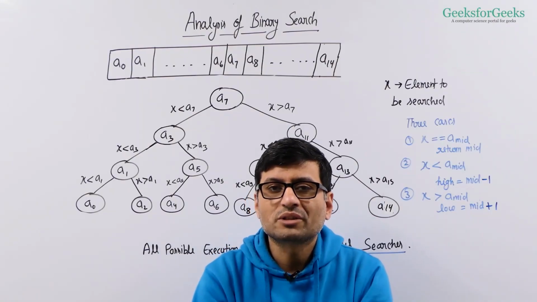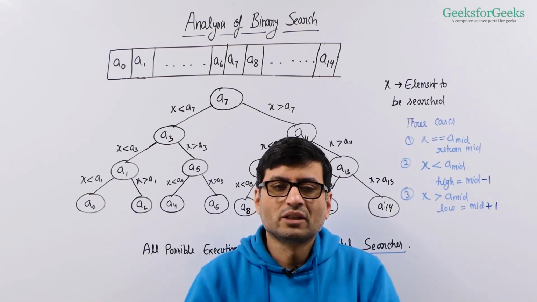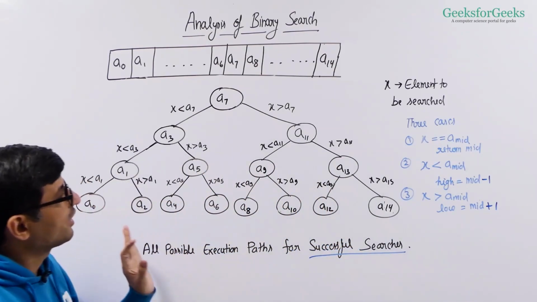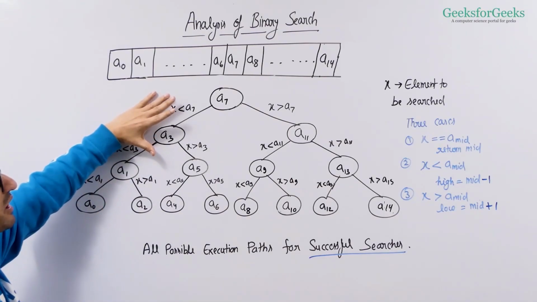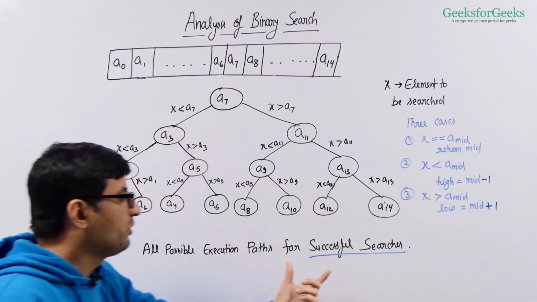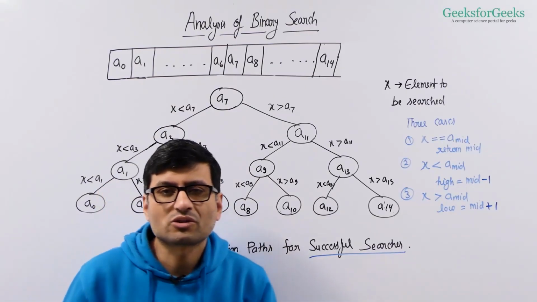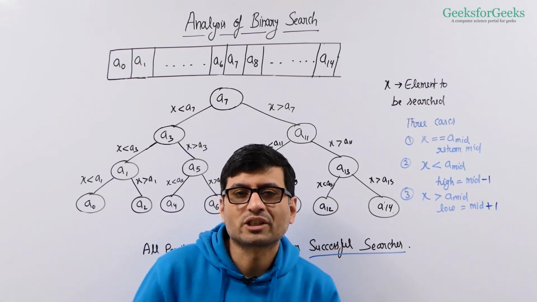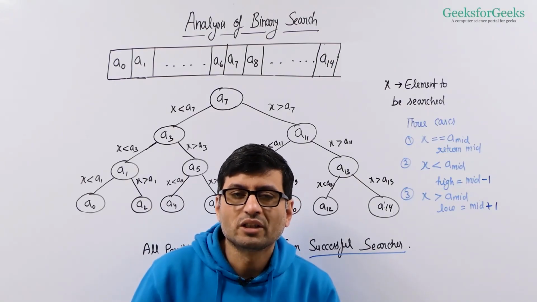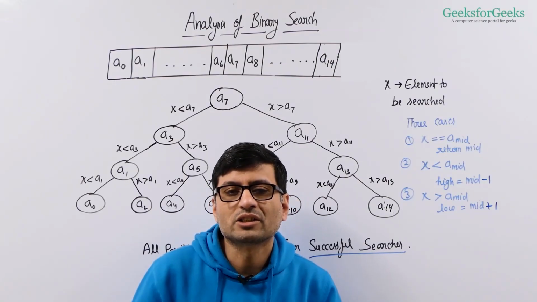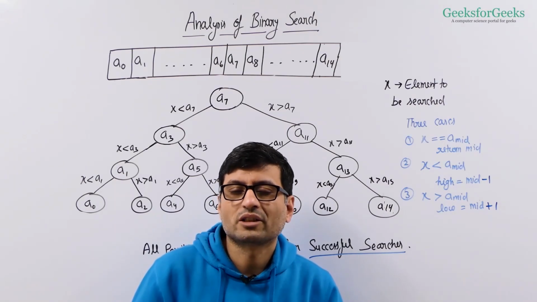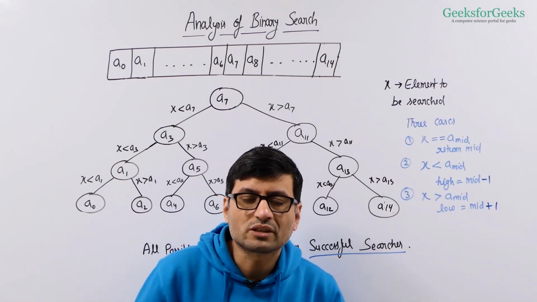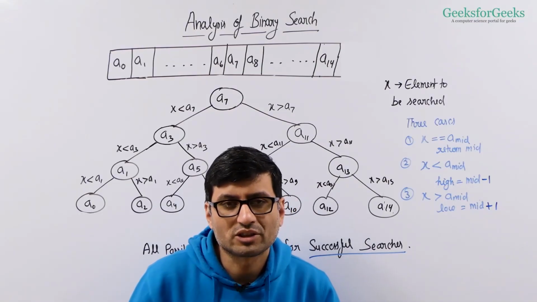Now, how much time does this binary search process take? Here we have drawn a tree for all execution paths for all possible successful searches. So what do we mean by successful search? A search is called successful when the element you are searching for is present in the array. If the element is not present, we call it an unsuccessful search. We will first analyze time complexity for successful searches, then we will talk about unsuccessful searches.